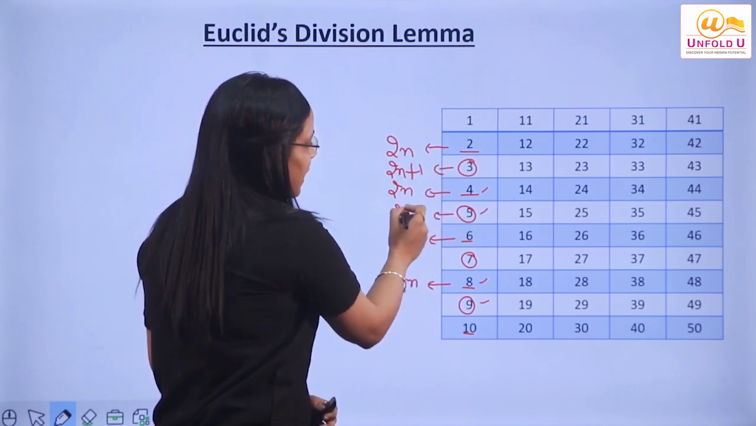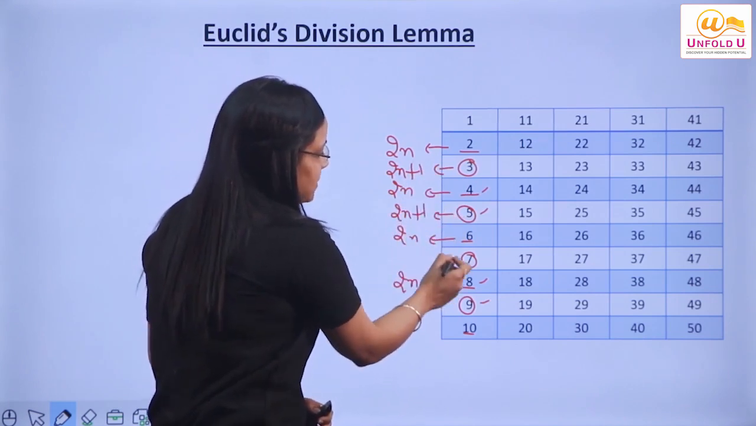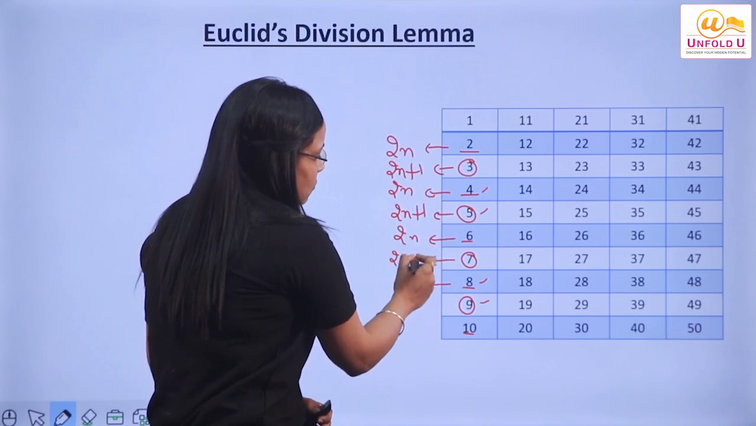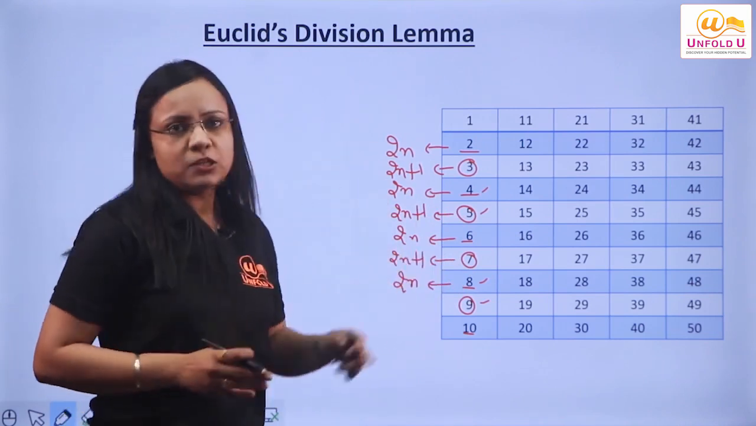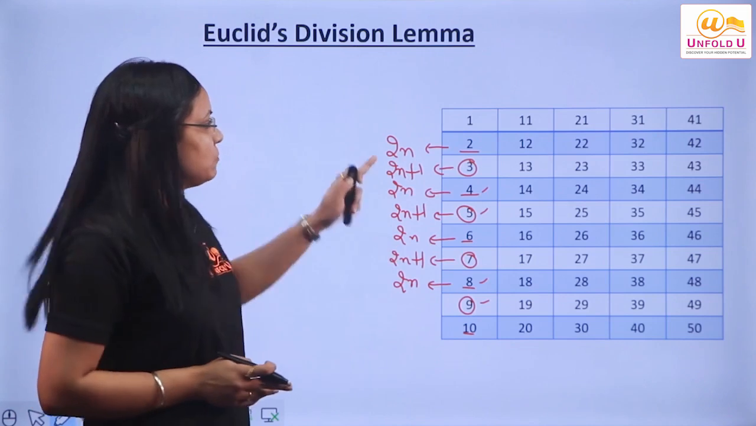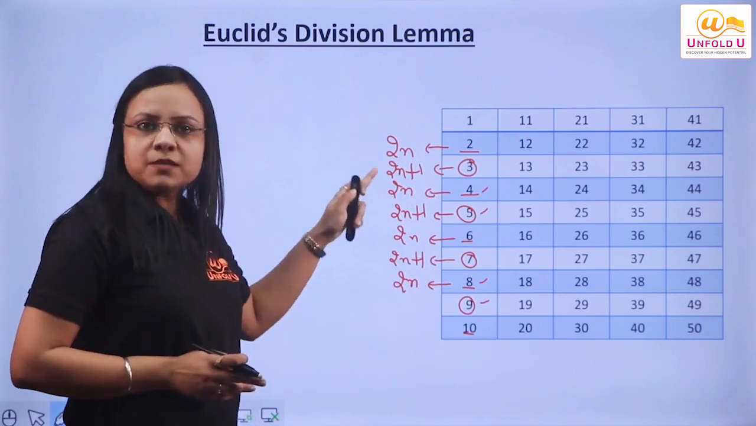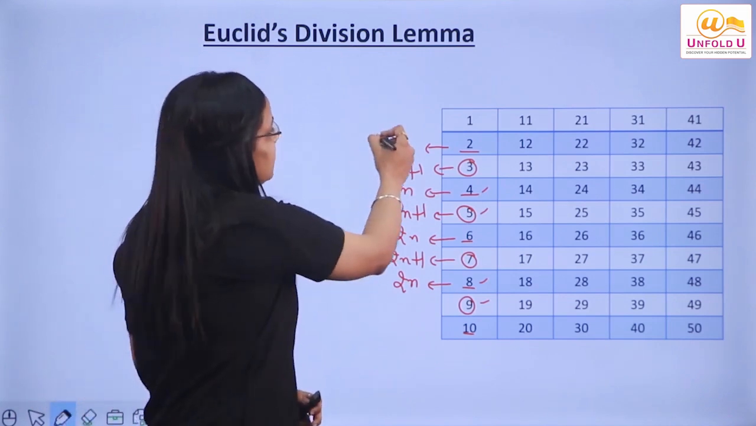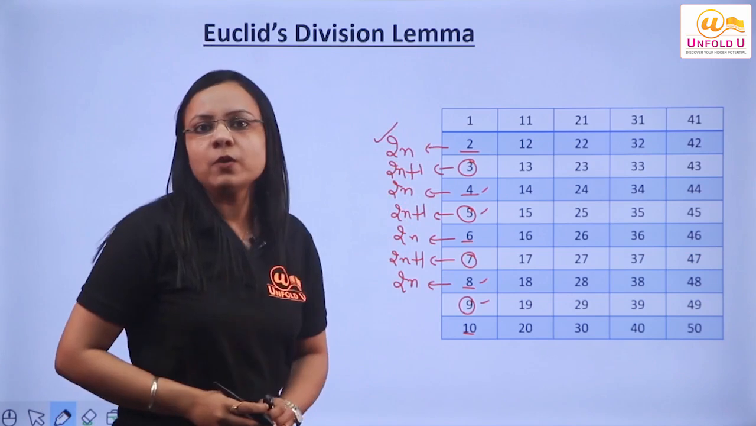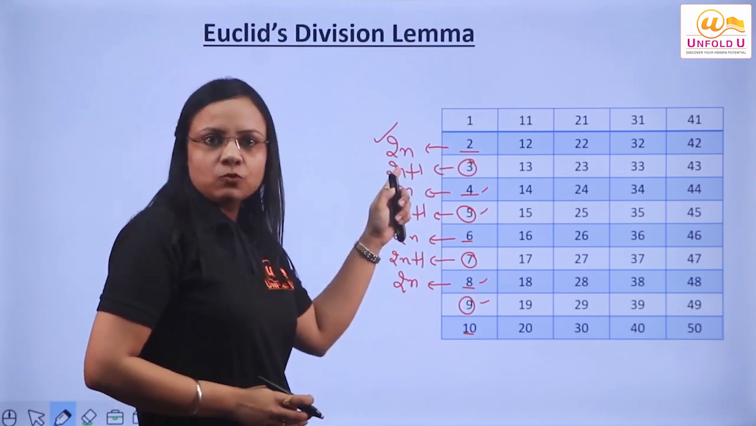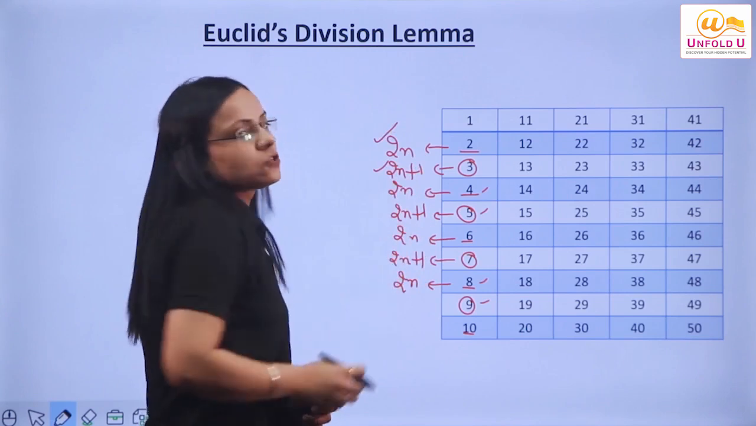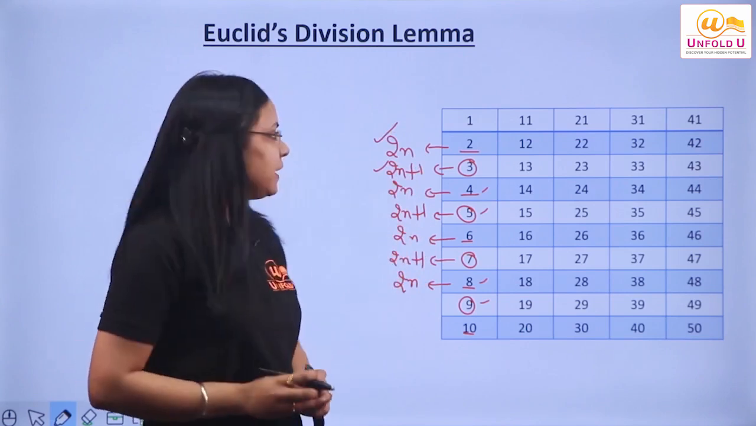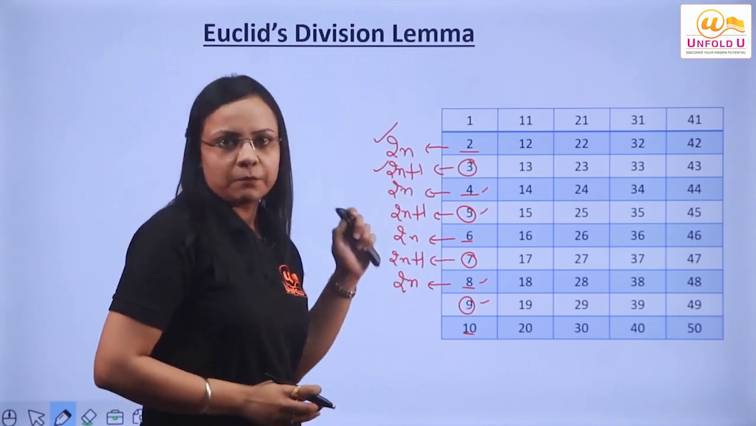Same way we can write 5 as 2n plus 1, and the same way 7 and so on. So we find that the integers can be written in the form 2n or 2n plus 1. Now when the integer is of the form 2n, it is a multiple of 2, so it becomes an even number. And when the integer is of the form 2n plus 1, it becomes an odd number.